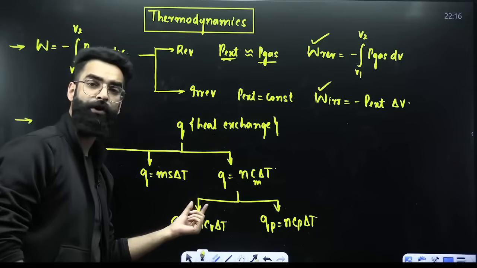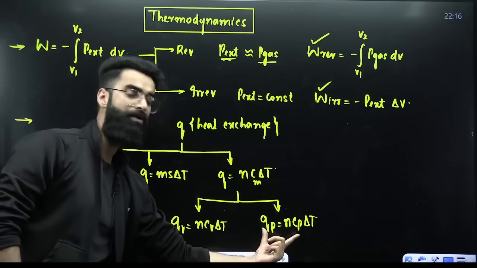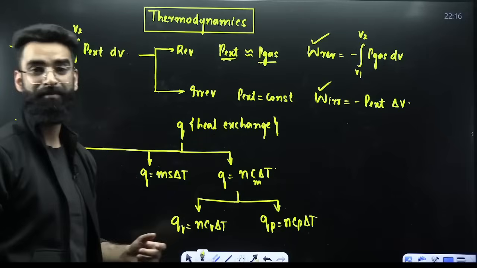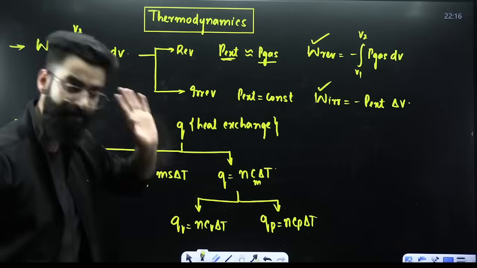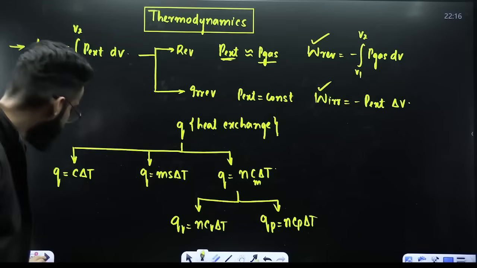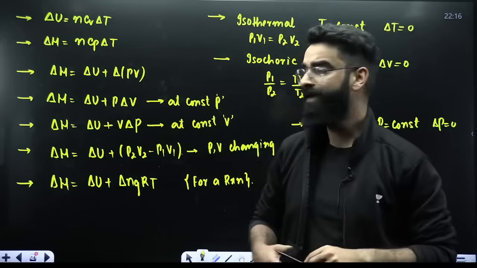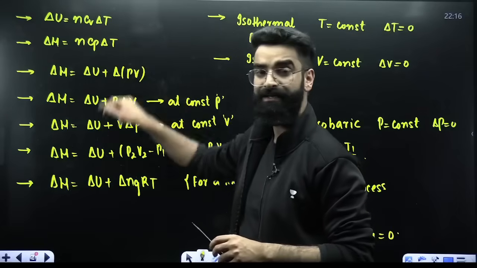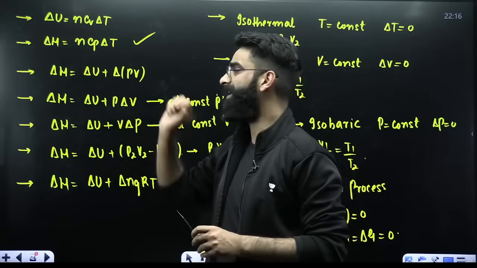Now, at constant volume, this is how you calculate heat absorbed or released at constant volume. This is how you calculate heat absorbed or released by the system at constant pressure. This is valid at constant volume, this is valid at constant pressure. Now, how do you calculate delta U for an ideal gas? Delta U is equal to n Cv delta T, delta H is equal to n Cp delta T. What is the relation between delta H and delta U?